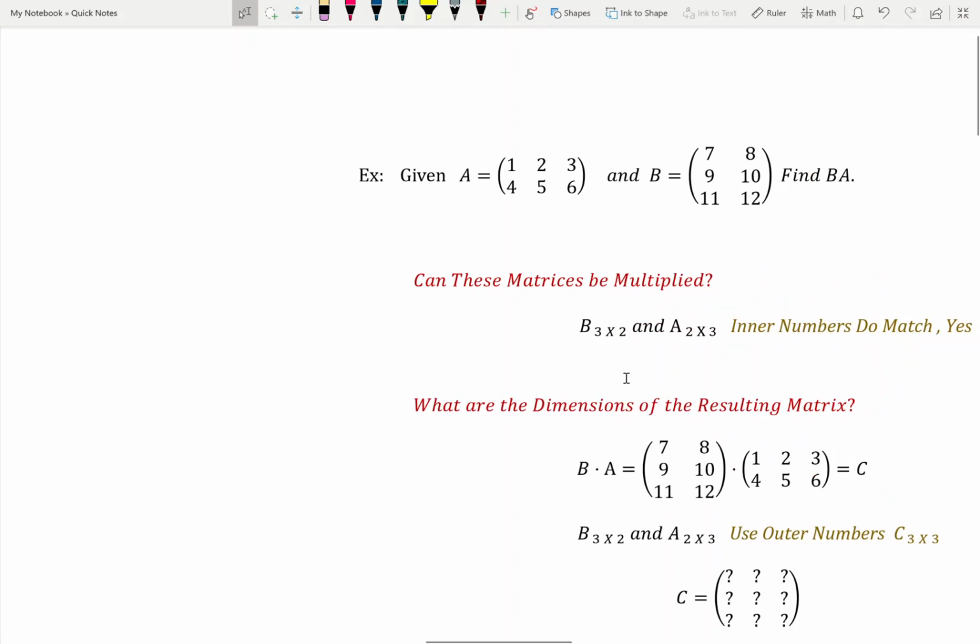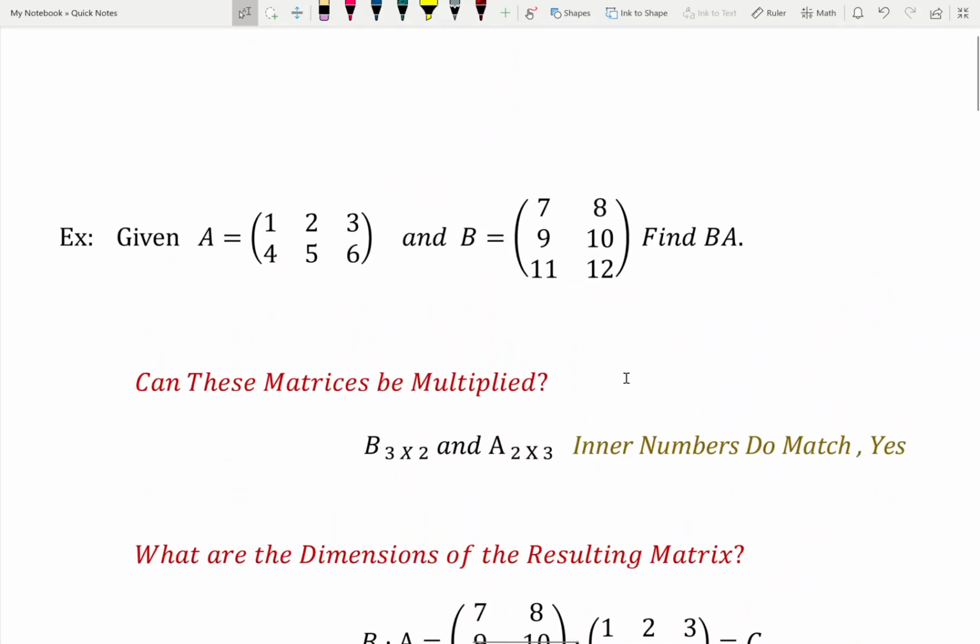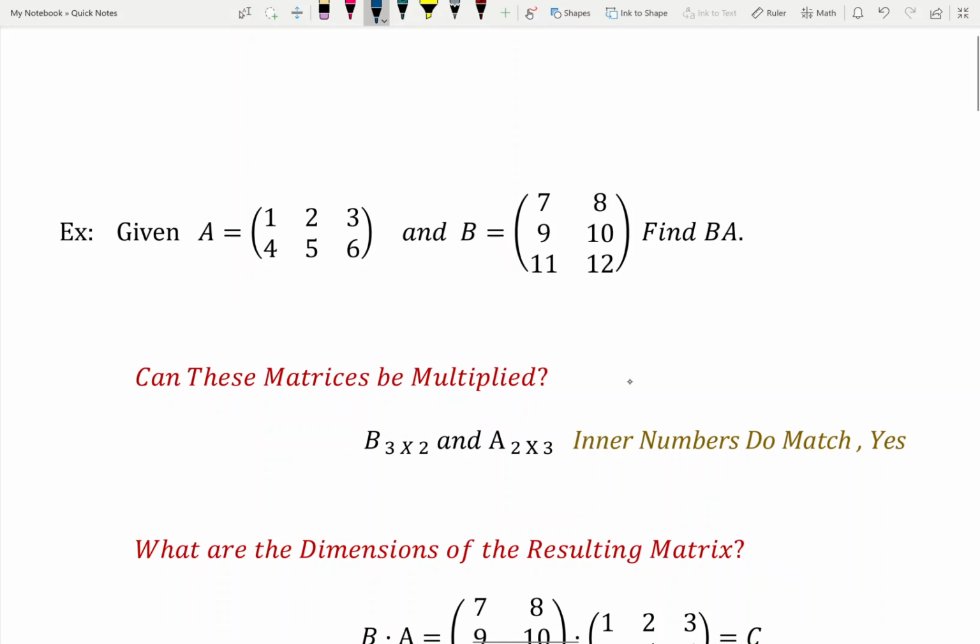Okay, so we actually have the same matrices. A and B are still the same, but this time we're finding B cross A, B times A. So again, we want to find the dimensions of the two matrices. We already know that this one is 2 by 3, and this one is 3 by 2. But this time we're multiplying B to A, so B is a 3 by 2, and A is a 2 by 3.